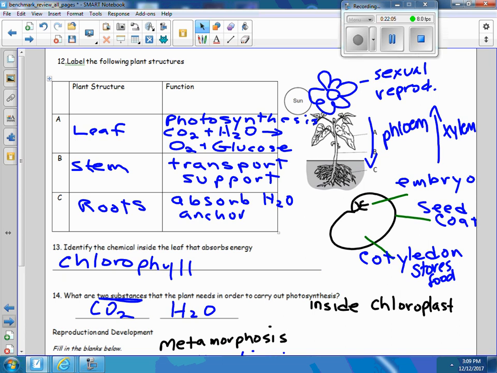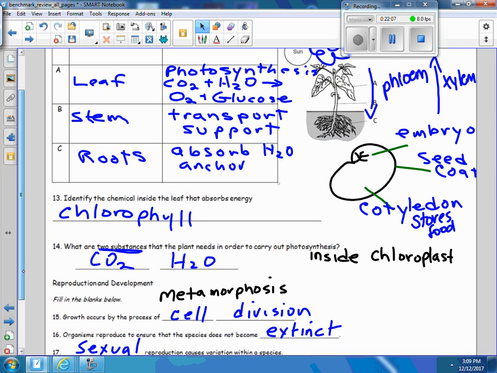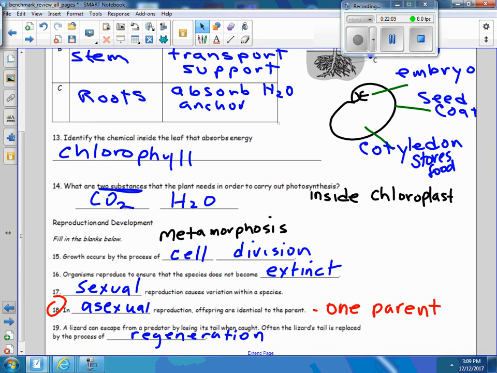Reproduction and development. Metamorphosis is important for us to understand. It's the life cycle. And how do we get new cells? By growth and cell division. Organisms reproduce so they don't become extinct, so they have to pass on favorable traits. Sexual reproduction causes variation. What else causes variation? Besides sexual reproduction, mutations cause variation. Asexual reproduction is one parent and the offspring are identical to the parent.